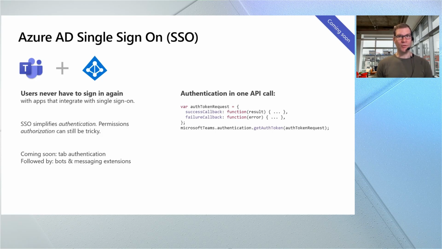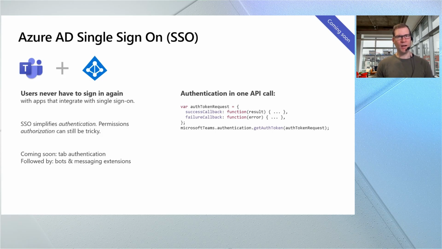You're going to see this roll out in two waves. First, we're going to support tab authentication, which is already available in developer preview and will be rolling out broadly in the next few weeks. And then we're going to follow that up with single sign-on for bots and messaging extensions.